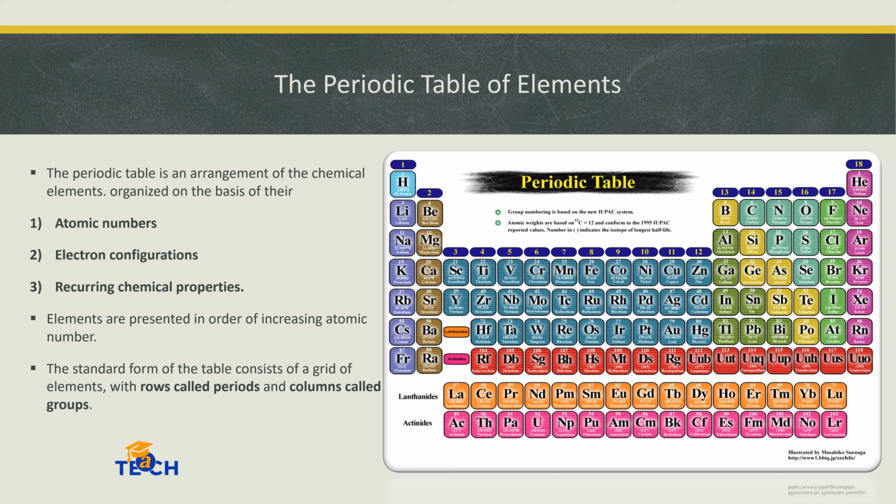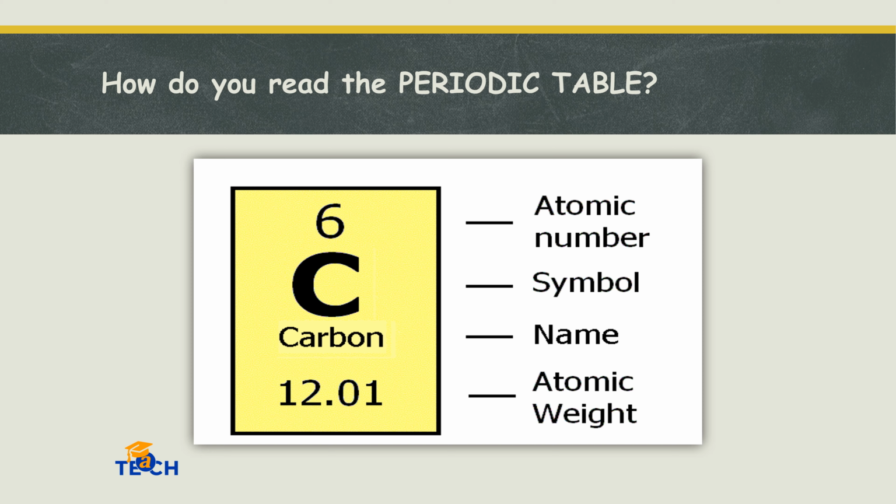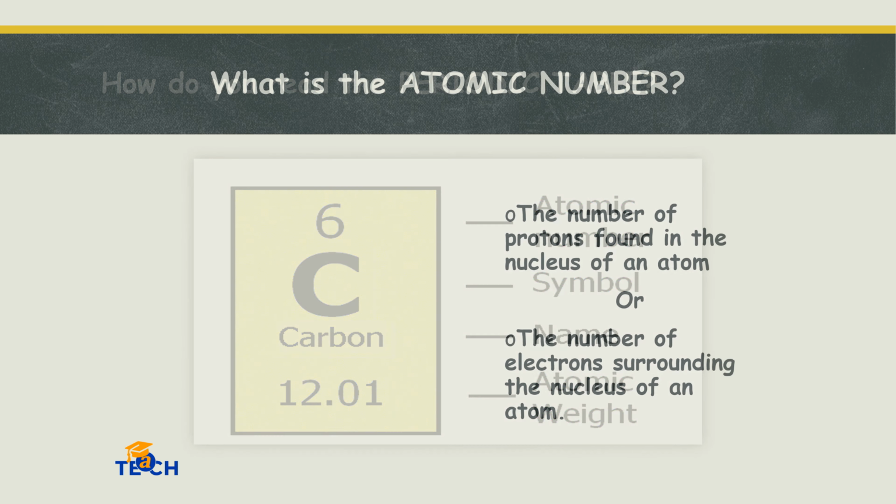Elements are presented in order of increasing atomic number. The standard form of the table consists of a grid of elements, with rows called periods and columns called groups. How do you read the periodic table? Its atomic number, symbol, name and atomic weight or mass.